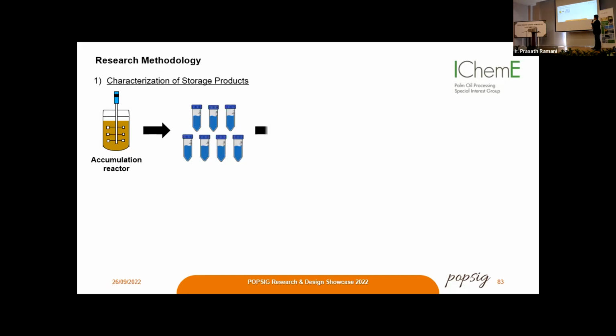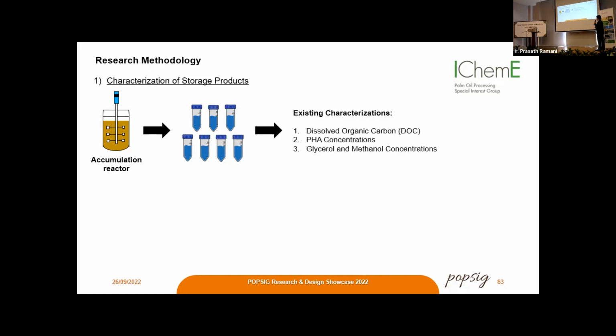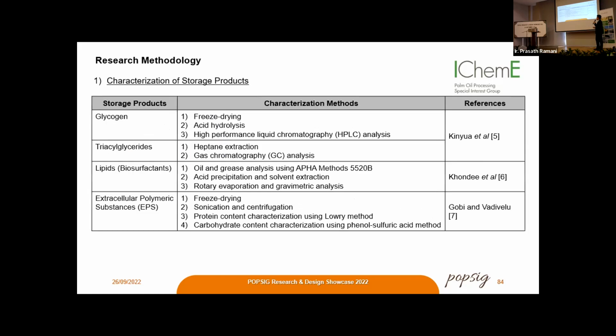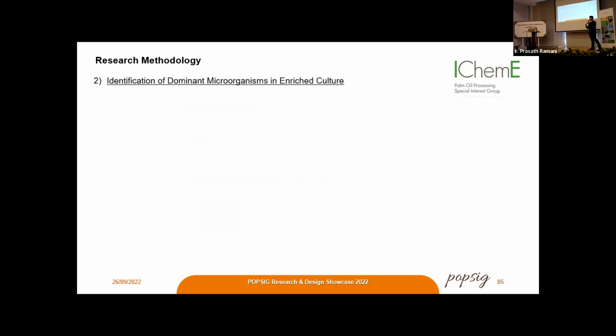Existing characterizations include DOC, PHA, glycerol, and methanol concentrations. Through literature review, we found out that the other potential products that can be produced include glycogen, triacylglycerides, lipids such as biosurfactants, as well as extracellular polymeric substances or EPS. Therefore, additional characterizations on these components will be conducted as tabulated over here. Moving on to the second objective.